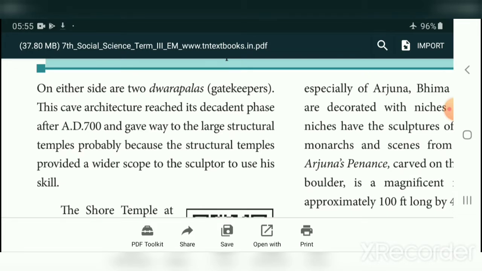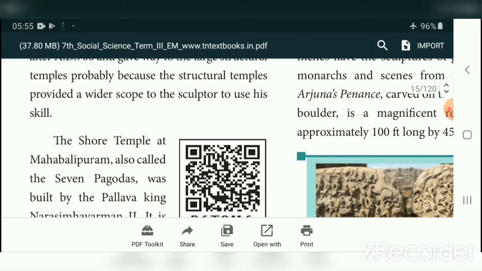This cave architecture reached its decadent phase after the 7th century AD, or 700 AD. So this type of rock-cut architecture began to decline after 700, and it gave way to a new type of architecture that we call structural temples, which emerged because structural temples provided wider scope for sculptors to use their skill.